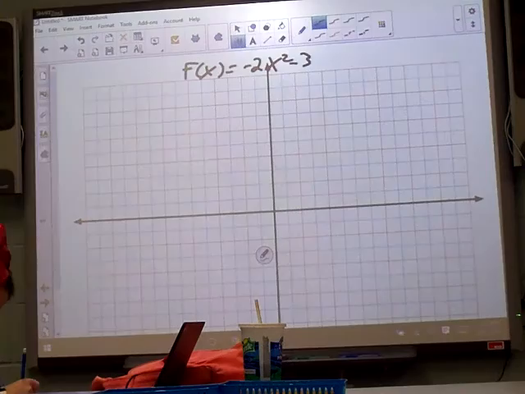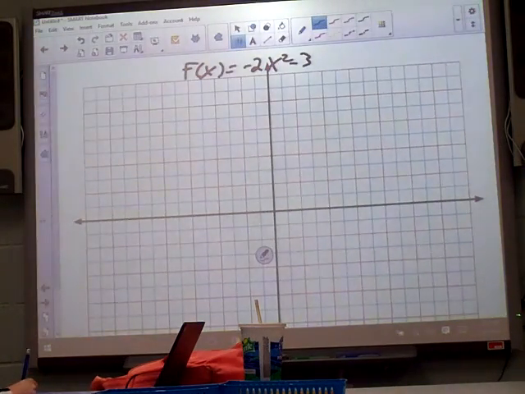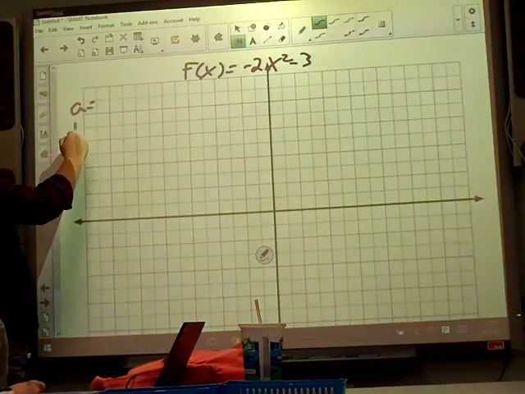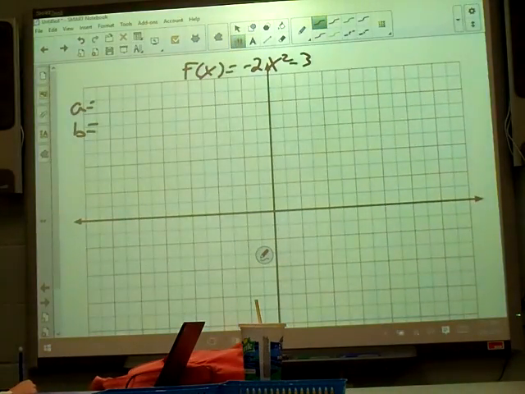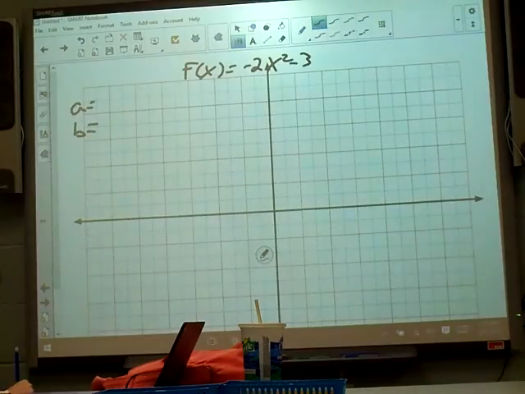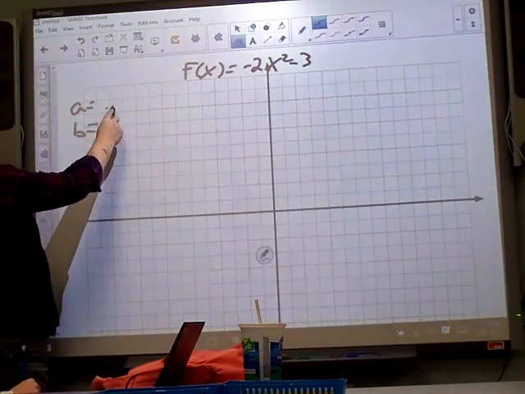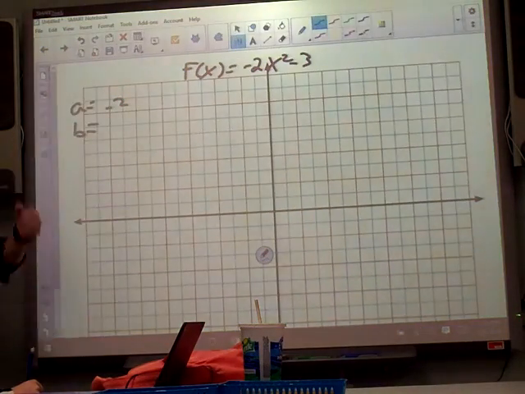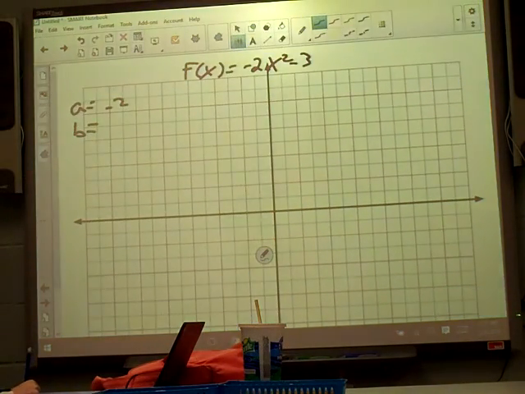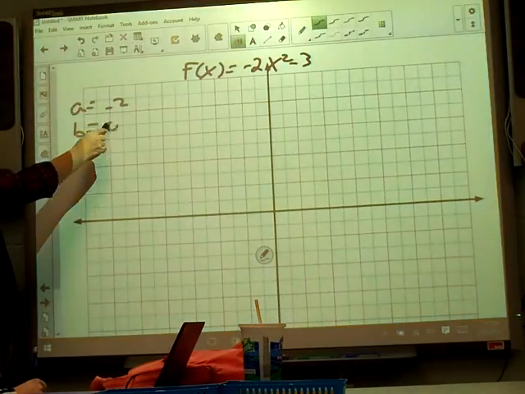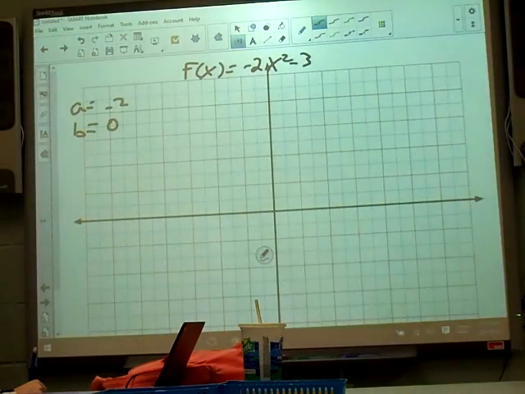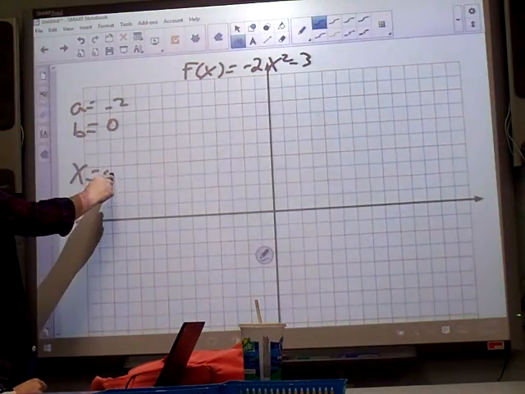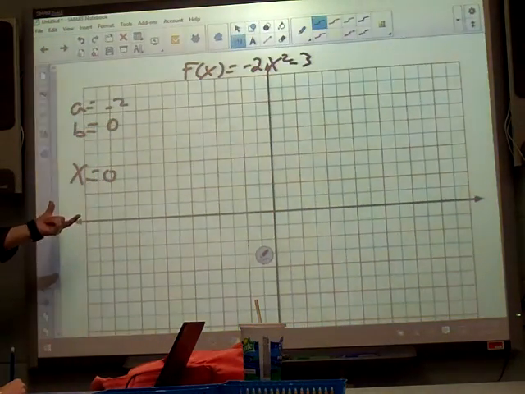Well, what kind of form is that in? Vertex or standard? Standard, which means I need to at least know my A and my B. You know your C from last unit, but don't need it for the vertex. What's my A? Negative 2. Oh, negative. It's going to open down. It is, Michael. It's going to open down. Nice job. What's my B? 0. So, what's my axis of symmetry? 0. Because you do 0 divided by anything, you get 0.